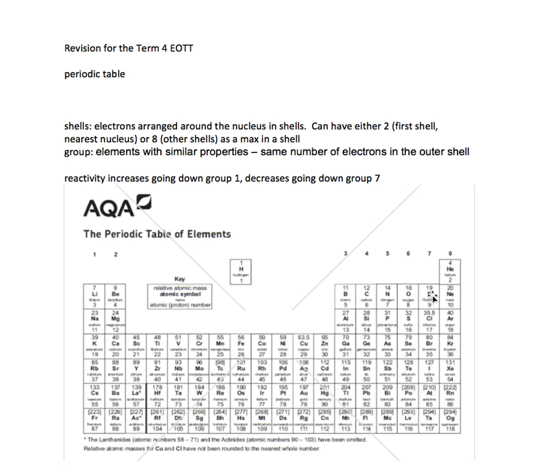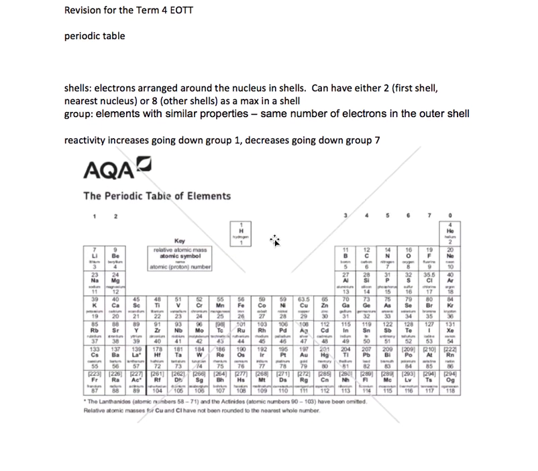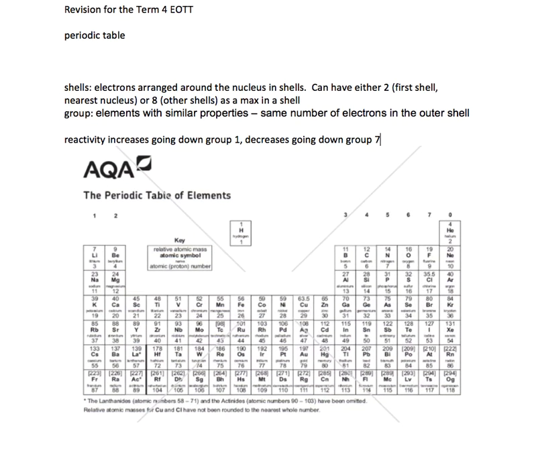But over here, because the outer shell is getting further from the nucleus and shielded by the inner electrons, then these are becoming less reactive. It is harder for the halogens down here to attract that extra electron in to make a full outer shell than it is for fluorine and chlorine, for example. So there you have the reactivity going down the group.